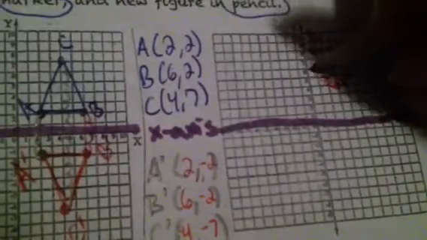Okay, so A is 1, 2, 3, 4, 5, 6, 7, 8 away. So we have new A. New A should have been (1, -8).